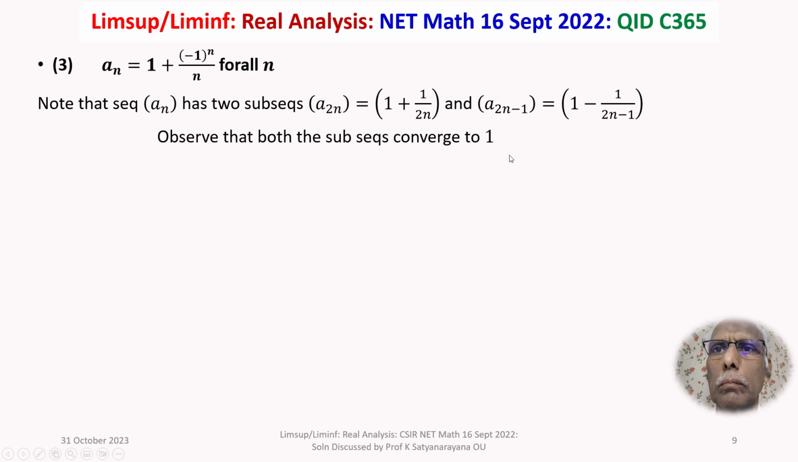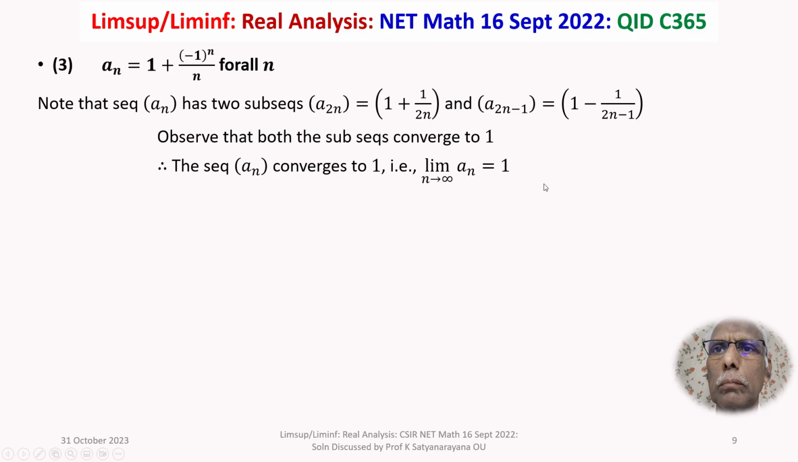And we have a theorem in real analysis. If the subsequence of odd indexed terms and the subsequence of even indexed terms both converge to the same limit L, then the given sequence also converges to L. So this will give you the sequence an converges to 1. That is, limit n tends to infinity of an is equal to 1.